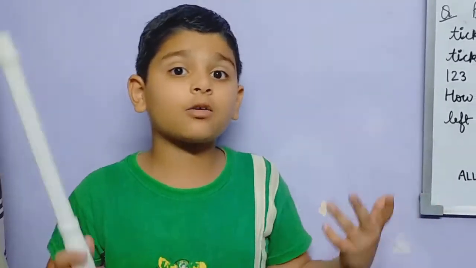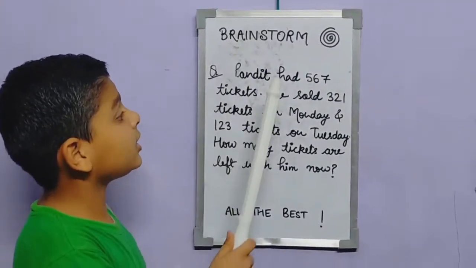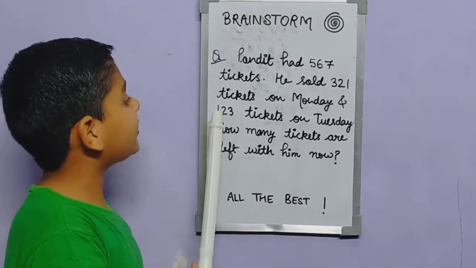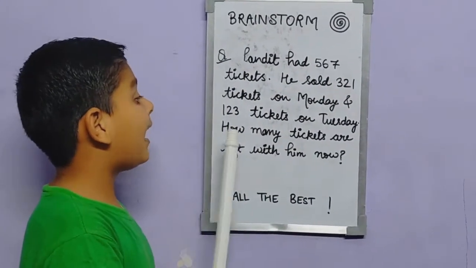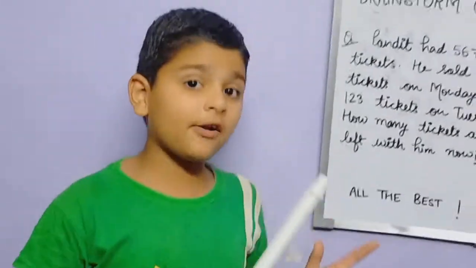I am leaving one question for you. Pandit had 567 tickets. He sold 321 tickets on Monday and 123 tickets on Tuesday. How many tickets are left with him? Now, you solve this question.